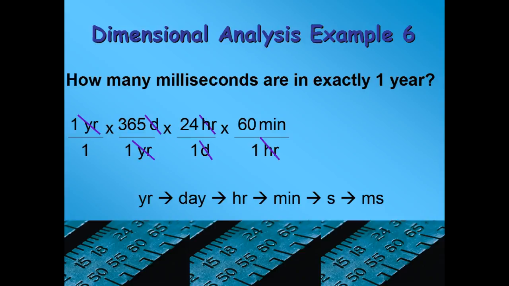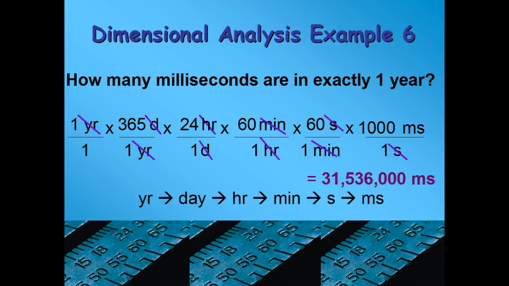And now I get from minutes to seconds. Minutes go in the denominator, seconds go in the numerator. 1 minute has 60 seconds. And then finally, a milli represents 1,000. There are 1,000 milliseconds for every second. So the seconds are going to cancel out, and 1,000 goes with milli. All the numbers are in the numerator this time, so if I just multiply straight across, I will get my answer. If you wrote that in scientific notation, it would be 3.1536 times 10 to the 7th.